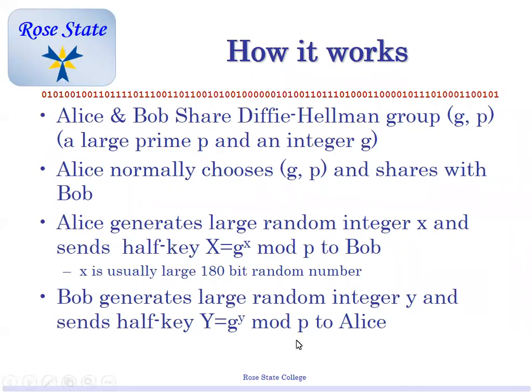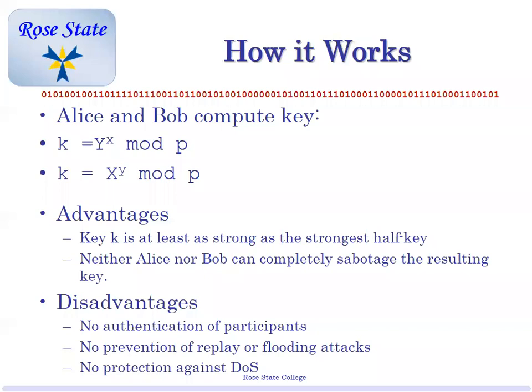Bob, again, has shared G and P with Alice. So Bob generates a large y and does the math and comes up with the big Y. So far, so good? And that's called the half keys. All right? Then they compute the key. Because remember, Alice now has the big X, but Alice also has this and Bob has this. It's Alice and Bob. Yeah, that's how it works. Okay. So we're going to walk through this and see how it works.